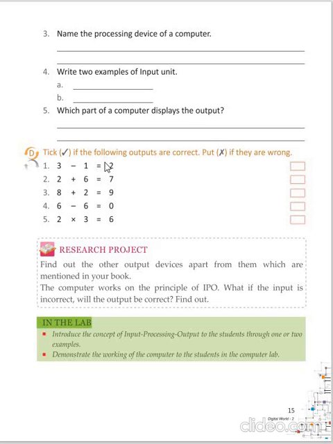Now come to D. Here you have to tick if the output is correct and you have to cross if it is wrong. 3 minus 1 equals 2. Correct. 2 plus 6 is equal to 7. Wrong. 8 plus 2 is equal to 9. Wrong. 6 minus 6 is 0. Correct. 2 into 3 is 6. Correct.